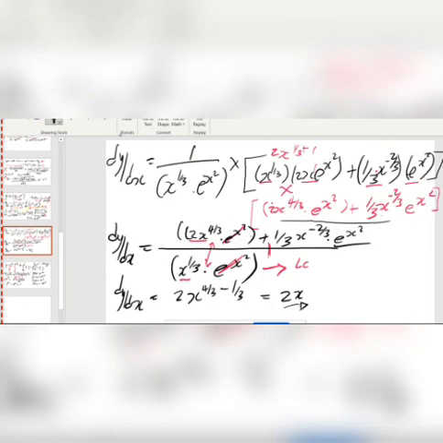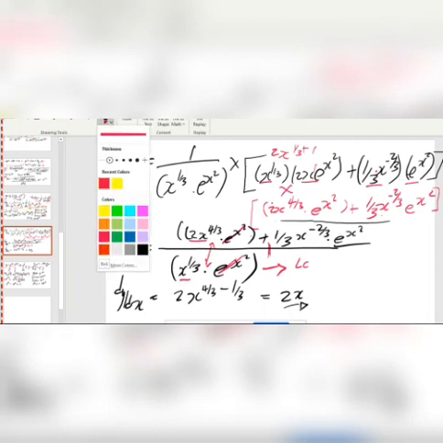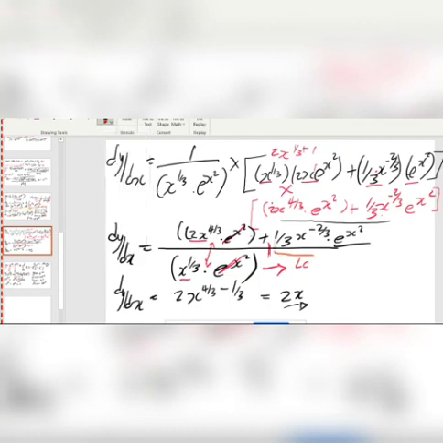Then when you split the second part, let me use a different color, the orange one, I think it's much clearer. Then you split this second part. Let me erase the pink one.